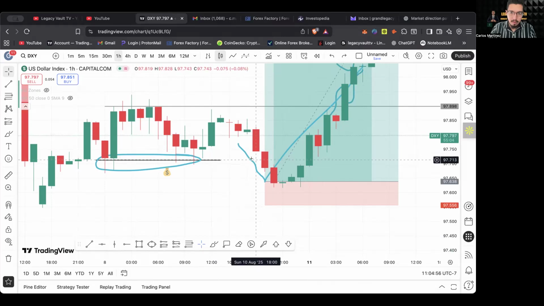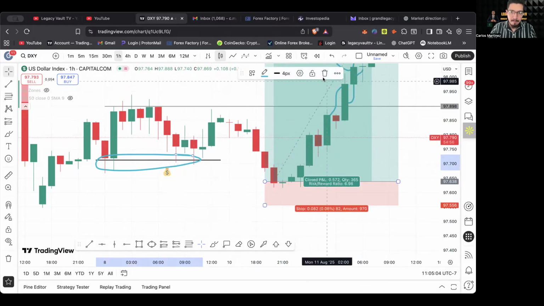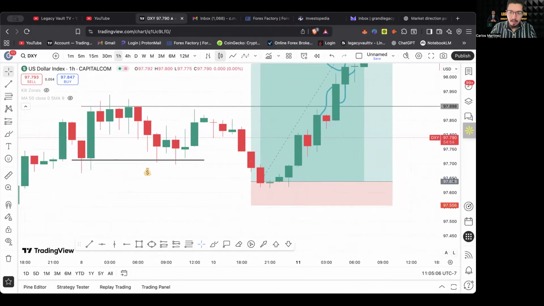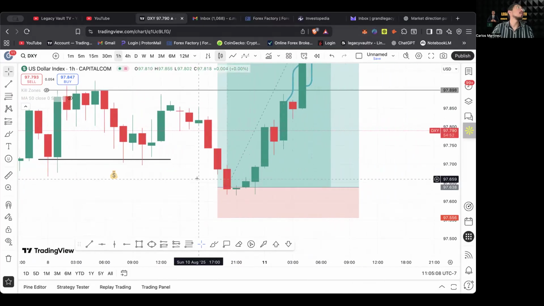Let me remove this here. It's getting a little bit messy here. I'm doing a lot of drawings. Just bear with me, guys. So here you see there's a confirmation candle.